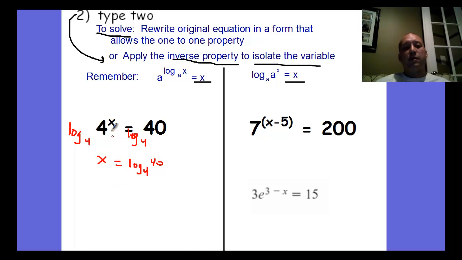Another way to look at this problem is if you take the original problem and put it in an exponential form. That's going to be, our base does not stay the same, so it'll be log of our base 4, and then the x and the 40 change spots.